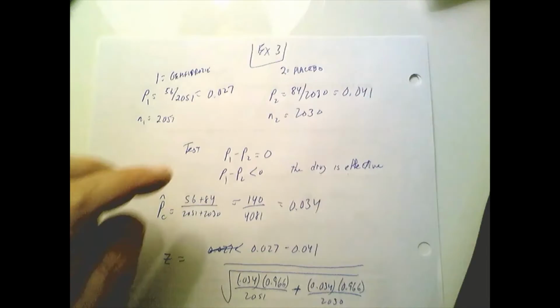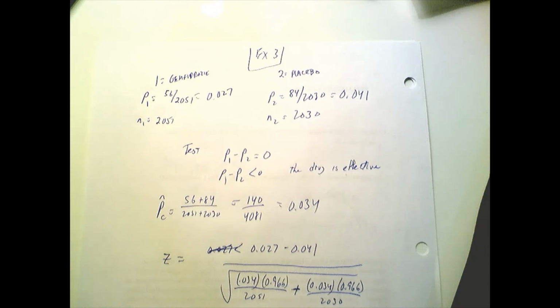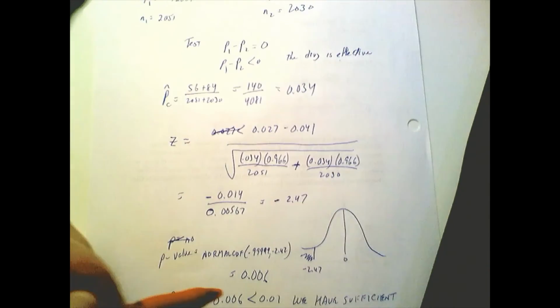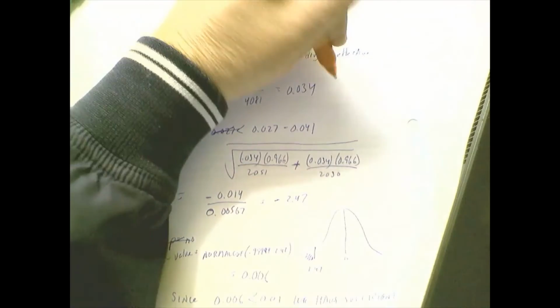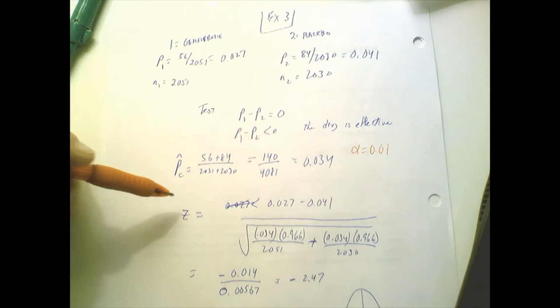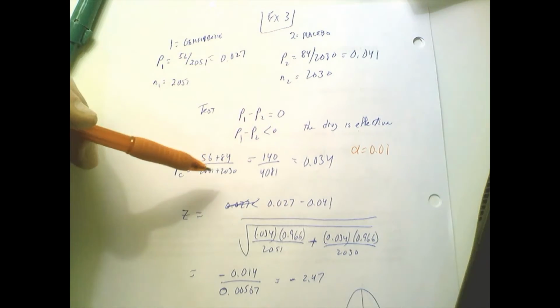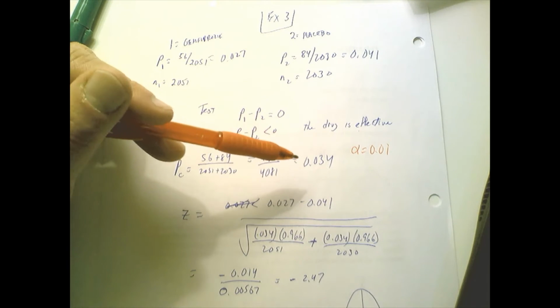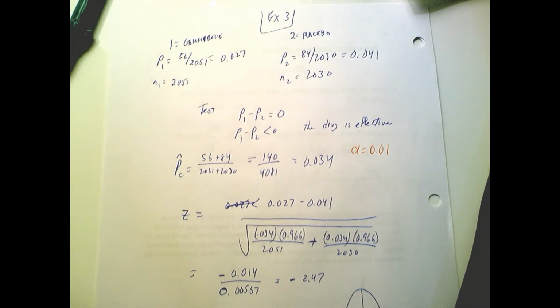So there's our hypothesis. We'll test again at what level? Well, in this case, I think the problem asked us to do what test level? They asked us to work at an alpha equals 0.1. So I'll go ahead and just put that up there. We didn't have to select it this time. What's my p hat sub c? 56 plus 84 over 2051 plus 2030. It gives me a value of 0.034.